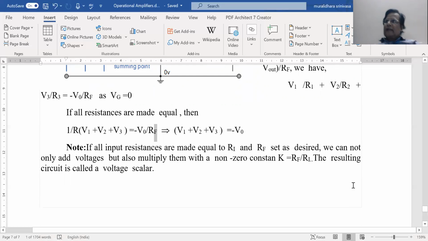Suppose K goes negative, then what happens? As it is in this case, K is negative because you have minus V0 here. If on the other hand, you had connected it to the non-inverting terminal, then you would have got RF by Ri plus 1. Even then, such a scalar can be constructed.